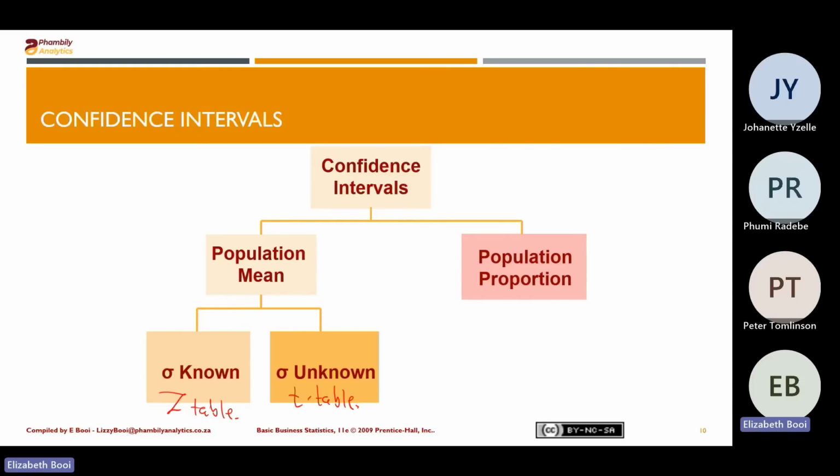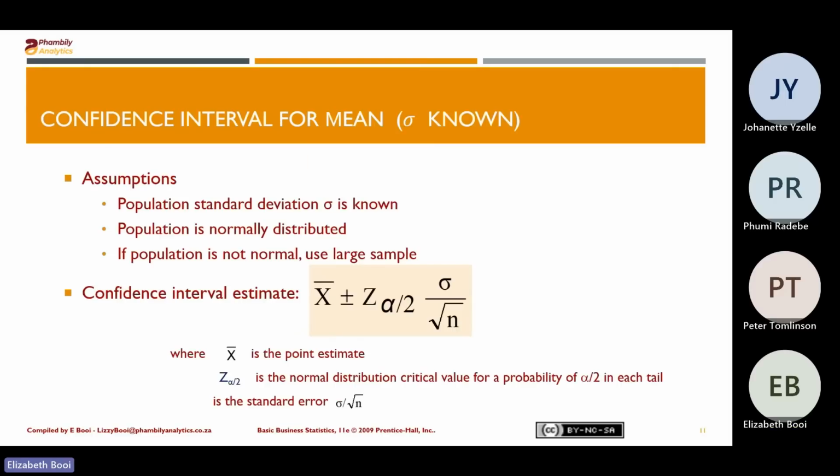We're going to only look at the population mean when the population standard deviation is known and when it is unknown. Let's first start with when it is known. When they have given us the population standard deviation, the following assumptions also need to be true. The population standard deviation has to be given or known. The population has to be normally distributed. And if the population is not normal, then your sample size needs to be bigger than N of 30.